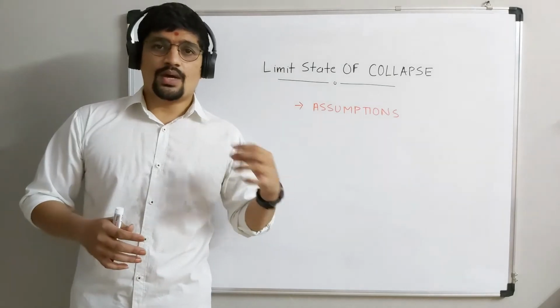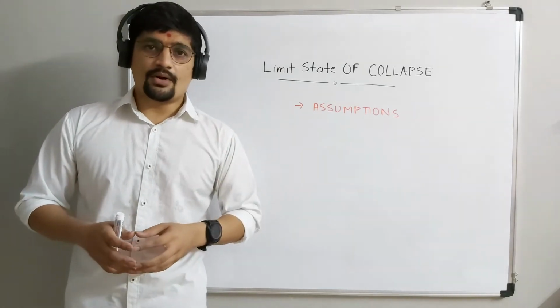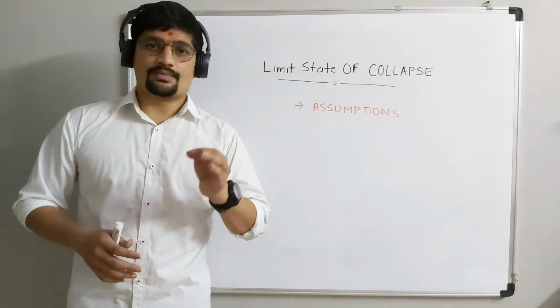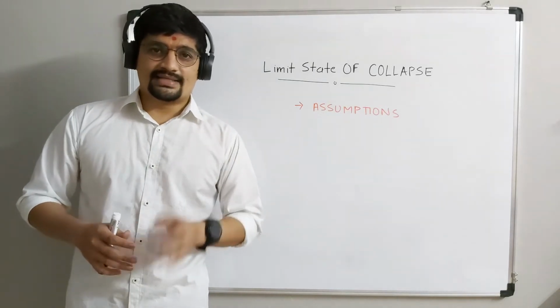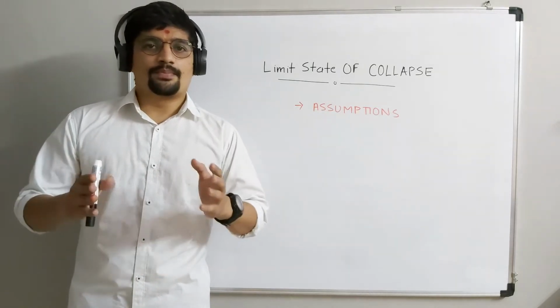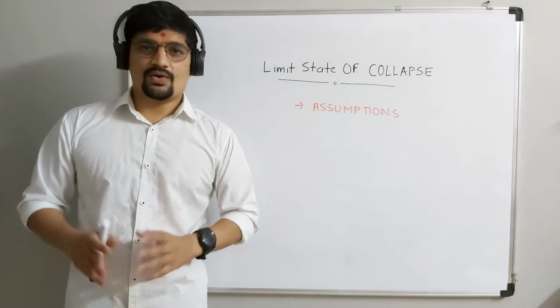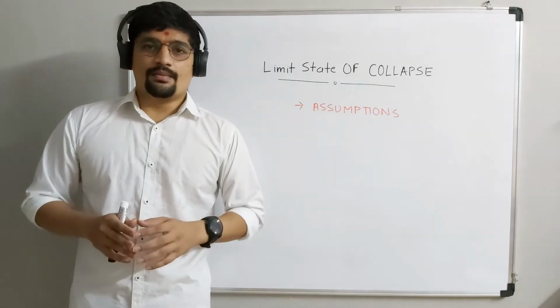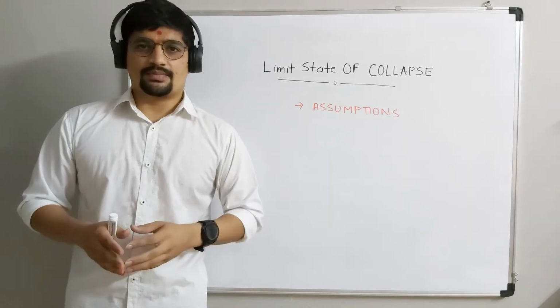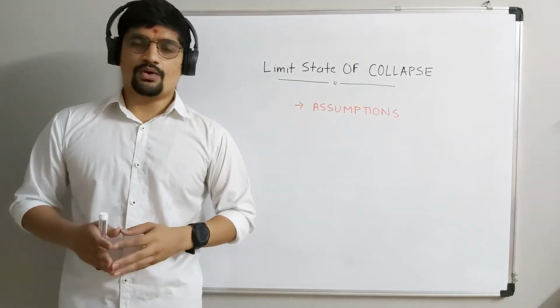In which we are going to study the neutral axis, the compressive strength of the concrete, the tensile strength of the steel, and the stress strain diagram of both of the materials. So I will explain each of the assumptions one by one in detail.